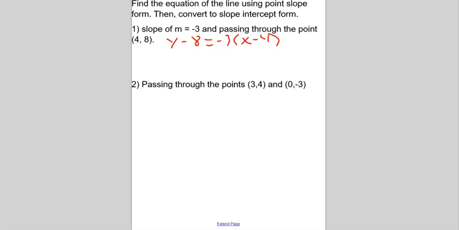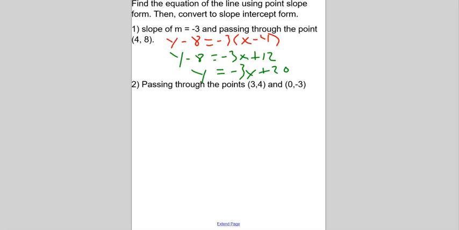We need to distribute out, and so we'll say y minus 8 is -3x plus 12. And then from there, we'll move our 8 over. For slope intercept, you want to solve for y. That's the trick to think about it. For point slope, you want to leave the parentheses. So we'll move the 8 over, so it'll be plus 20. So the red part would be in point slope. The green part, the bottom part, is in slope intercept.